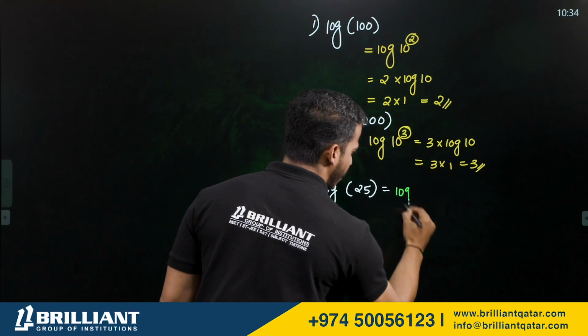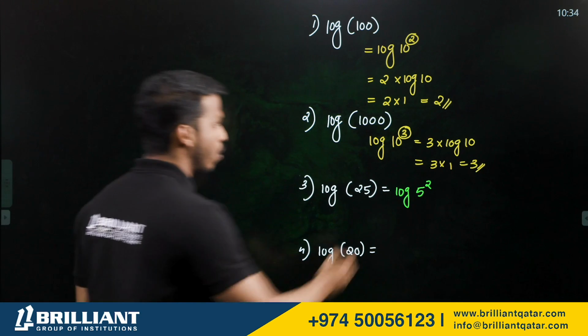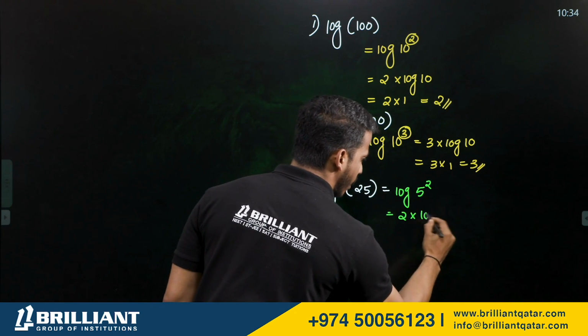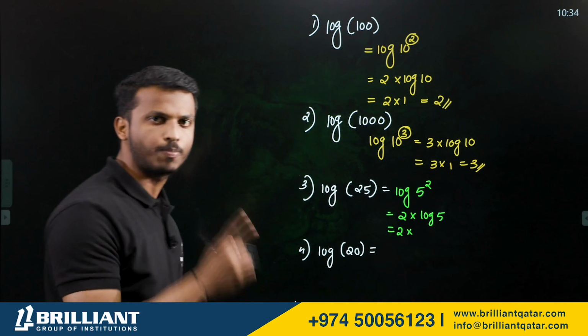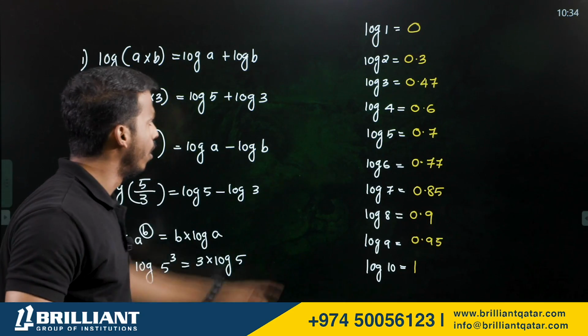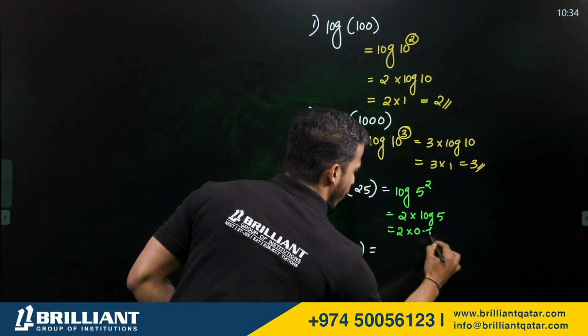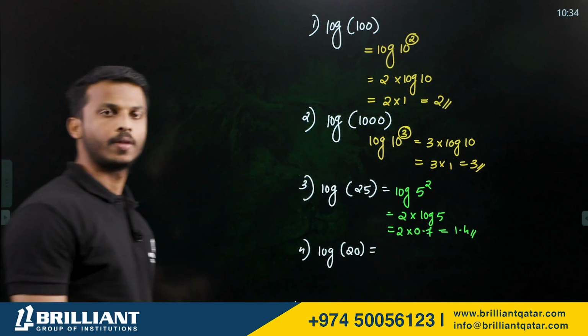Log 25 we can write as log 5 squared, since 25 is 5 squared, right? So log 5 squared is in the format of log a to the power b, so it is b times log a. What is log 5, dear student? Log 5 is 0.7. Check it, all of you. So 0.7 into 2 is equal to 1.4.